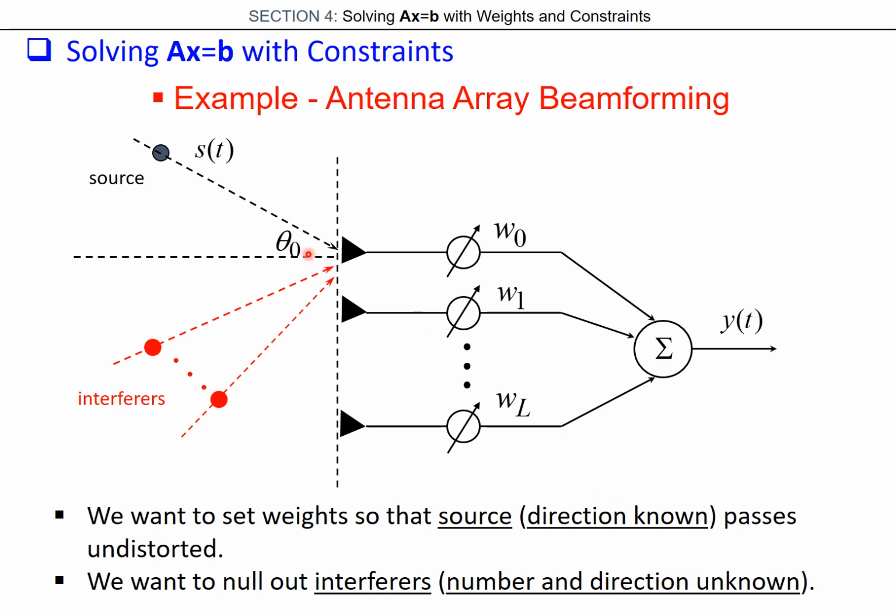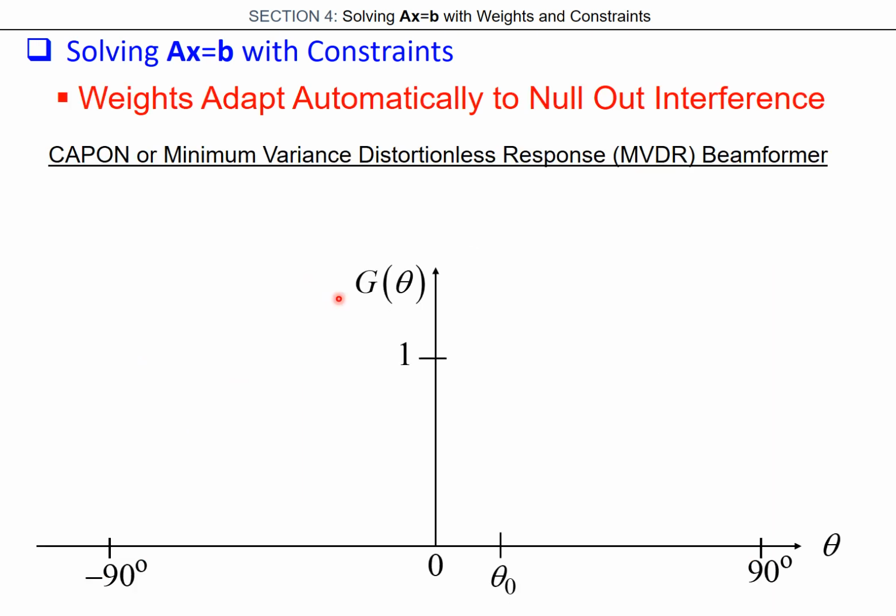So we set ourselves a criterion. We say, look in this direction, but minimize the power coming out, subject to looking in this direction. So the only way you can minimize the power coming out is to try to null out these interferers, and that will happen automatically because this system is data adaptive. So here's an example. This is the gain at angle theta. So we know the wanted signal is coming from there, and we've got two interferers. We don't know where the interferers are coming from.